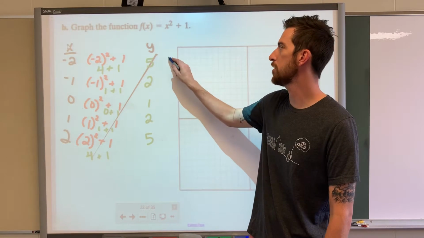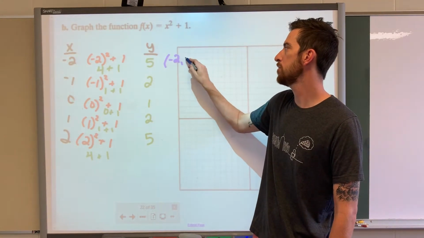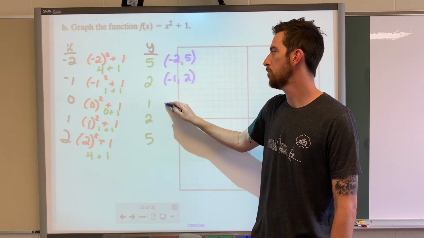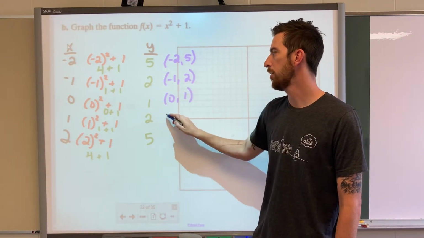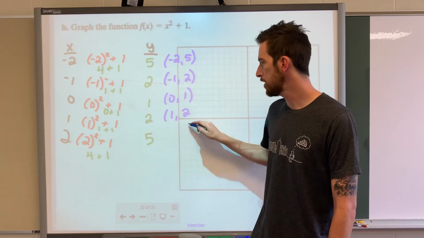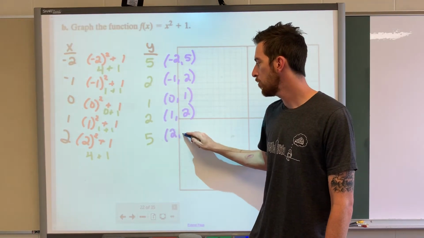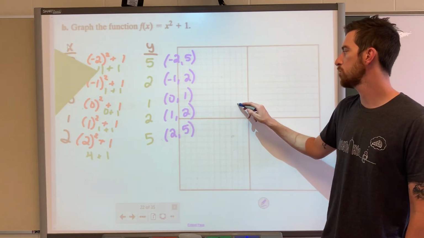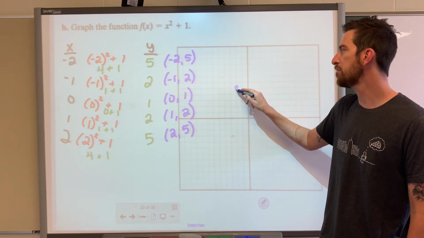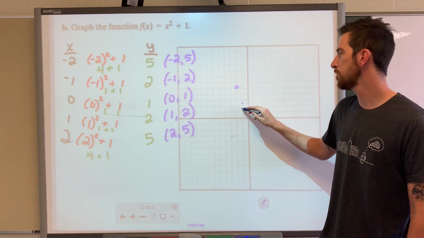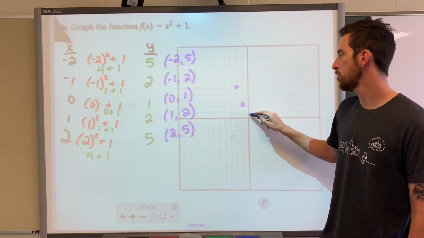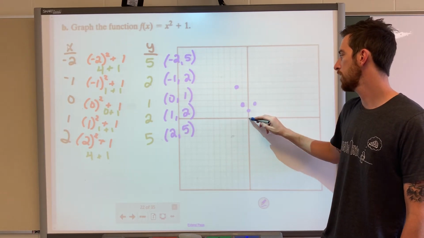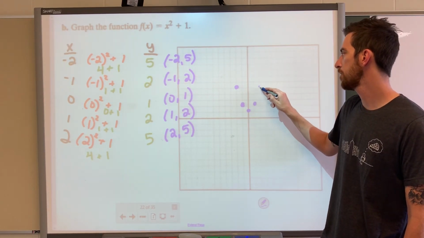So let's get these as coordinates. When we put in -2, we got out 5. When we put in -1, we got out 2. When we put in 0, we got 1. When we put in 1, we got 2. When we put in 2, we got 5. So we plot these, -2, 5. -1, 2. We got 0, 1. We've got 1, 2. And we've got 2, 5.